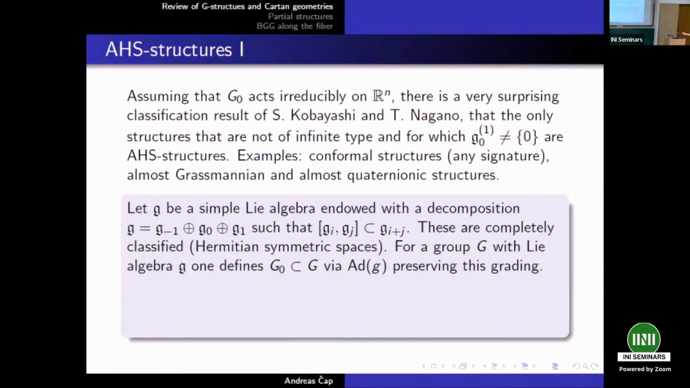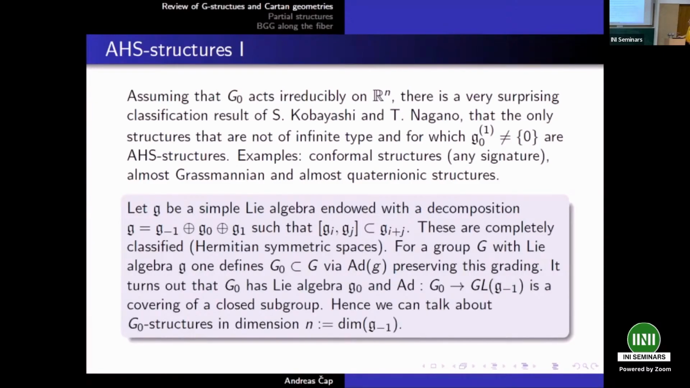And such decompositions are completely classified for almost 100 years because they correspond to Hermitian symmetric spaces. And then if you choose any group with that Lie algebra, then you can define a subgroup G0 in there by the fact that the adjoint action respects the grading. So you take all elements in G whose adjoint action is compatible with this grading. It turns out that this has Lie algebra G0, and it acts irreducibly on G minus 1.